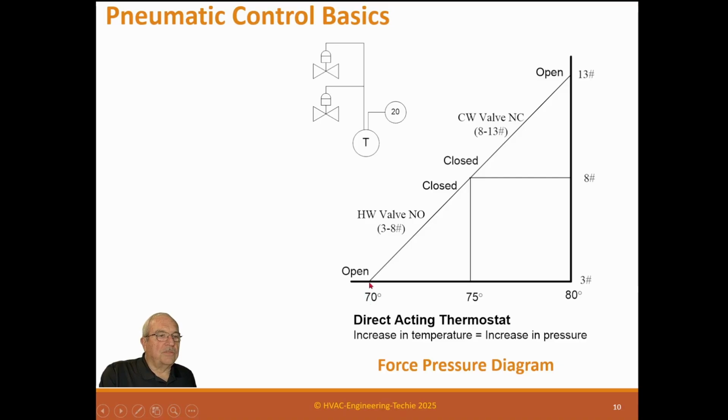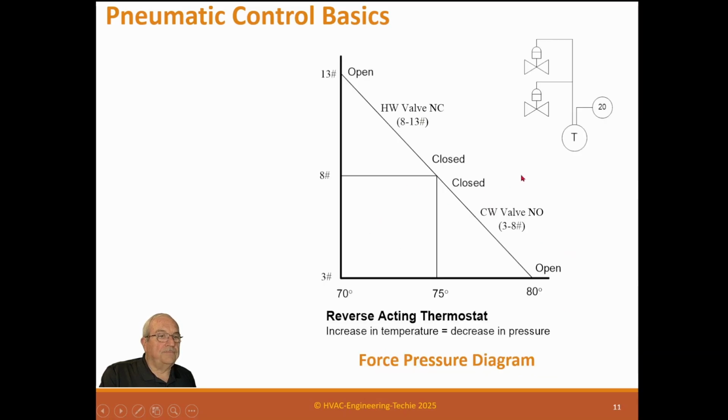So if the system's at 70 degrees, it means the hot water valve is open. And it's a normally open 3 to 8 pound valve, and the chilled water valve is a 3 to 8 normally closed. So at 70 degrees, this is open, and at 75, it's closed. And at 75, the chilled water valve is closed, and at 80 degrees, it's open. So this is a direct acting. Increase in temperature equals an increase in pressure. It's a force pressure diagram.